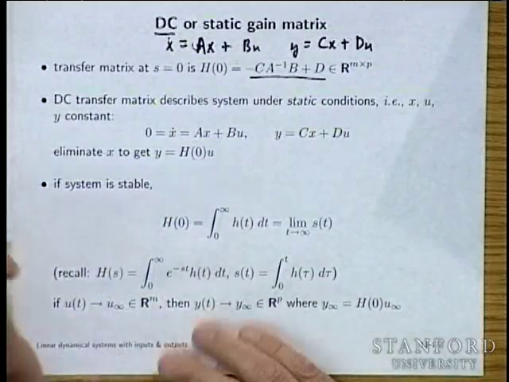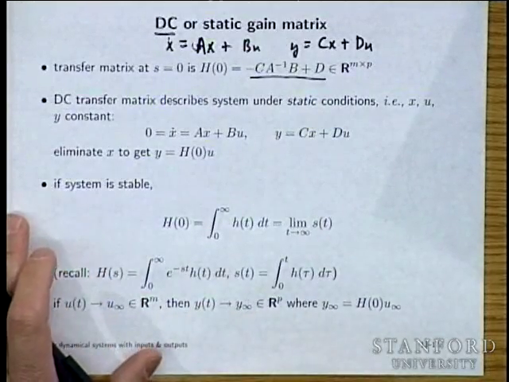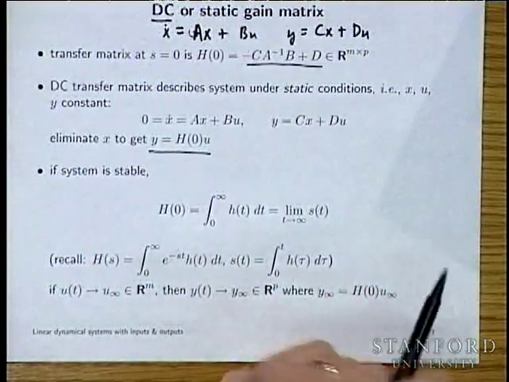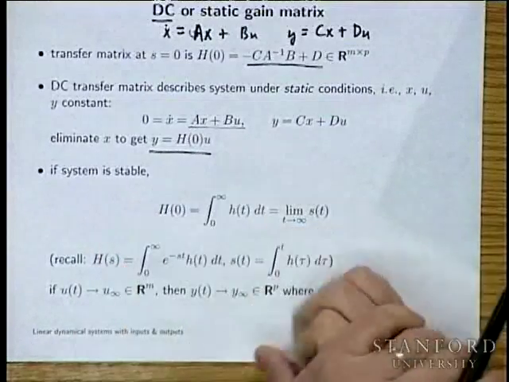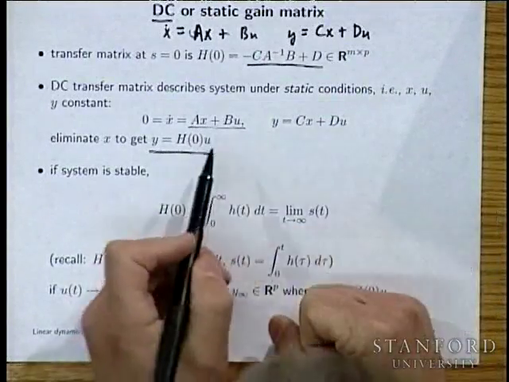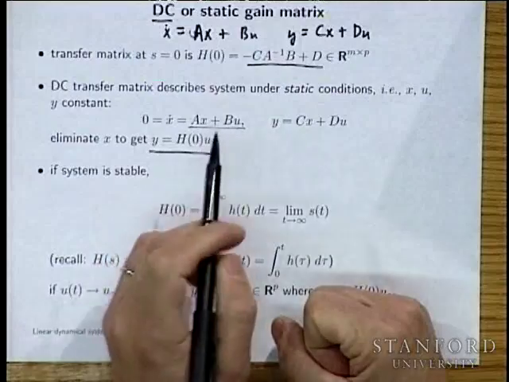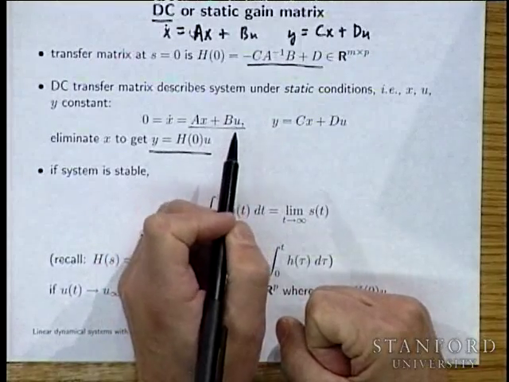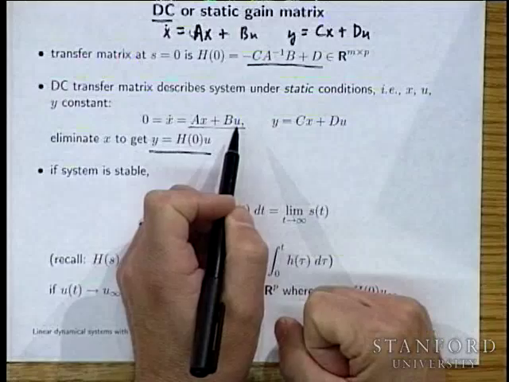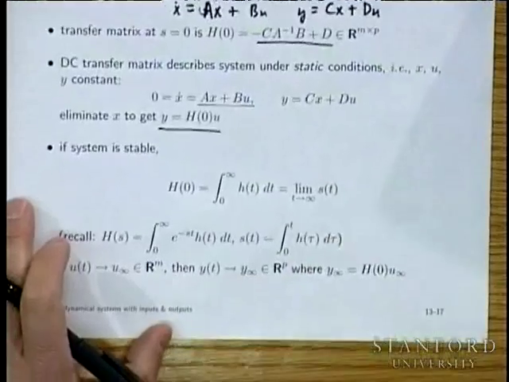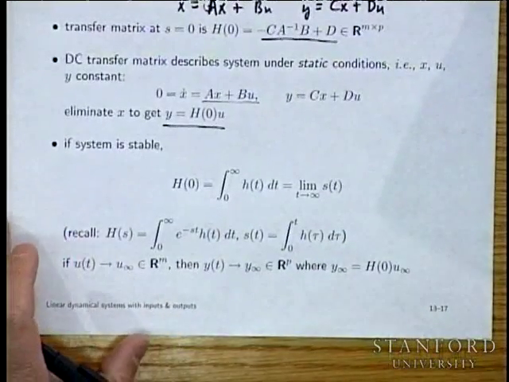So this is assuming A is invertible. Now, if A is not invertible, it says that there are inputs for which you cannot solve this equation. There can be u's for which there is no static equilibrium. So we don't have to worry about that, but that's the meaning of it.